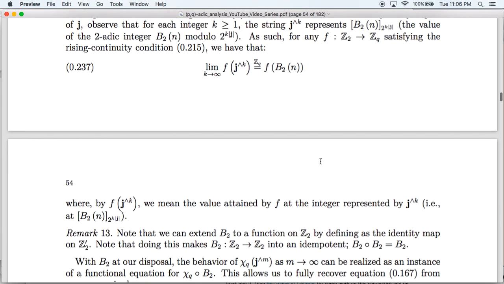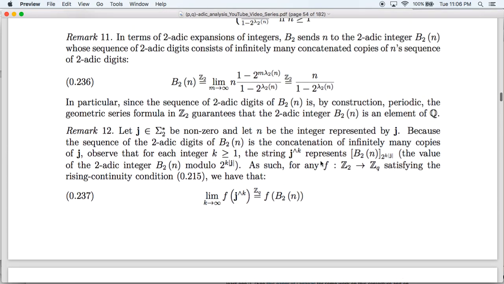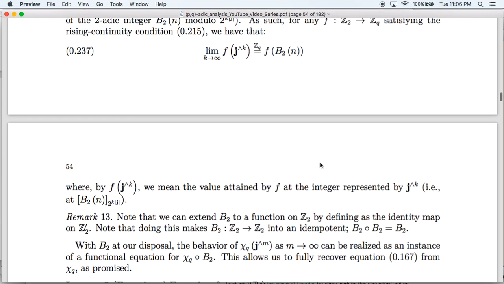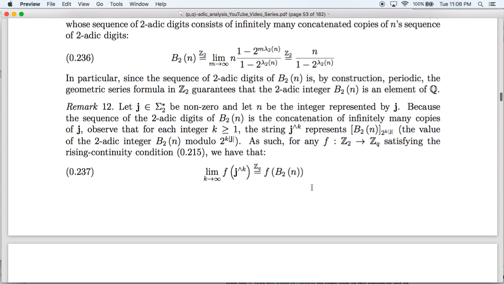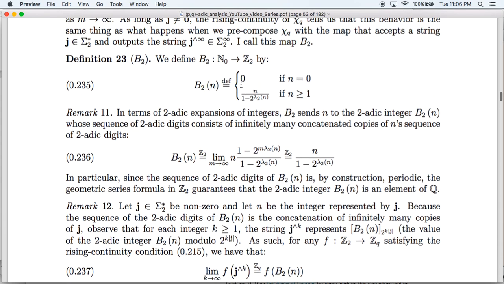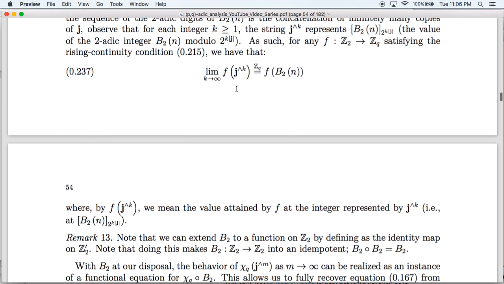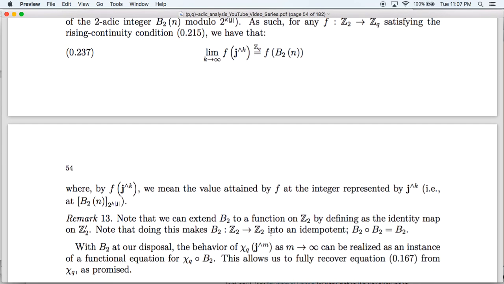Also, note that B2 can be extended to a function on Z2, which is defined as the identity map on Z2 prime, meaning it fixes every q-adic integer which has infinitely many digits, and then we apply this formula if our q-adic integer is a non-negative integer. And this then makes B2 into a projection, that is an idempotent, because then B2 of B2 is the same thing as just applying B2 the first time.